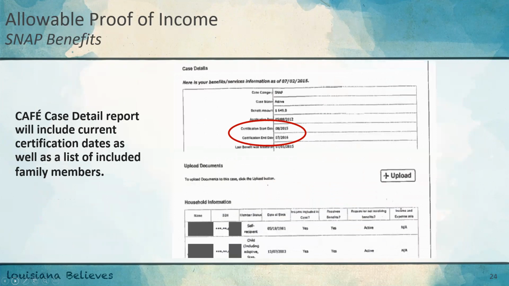The next form that can substantiate SNAP participation is a case detail report printed from CAFE. This report will include current certification dates as well as a list of included family members. Families may also be able to access the CAFE portal on their phone and can provide this document via a screenshot, which they can email to you.